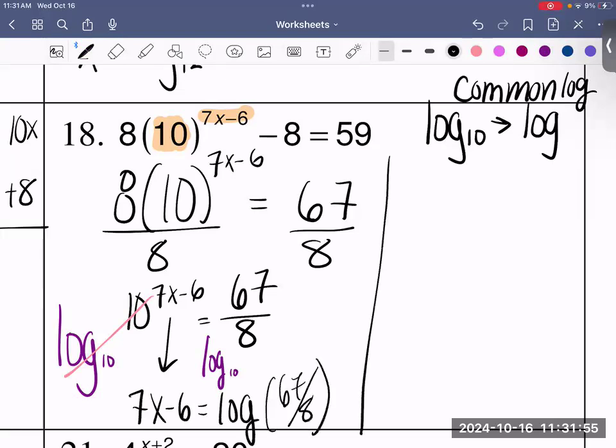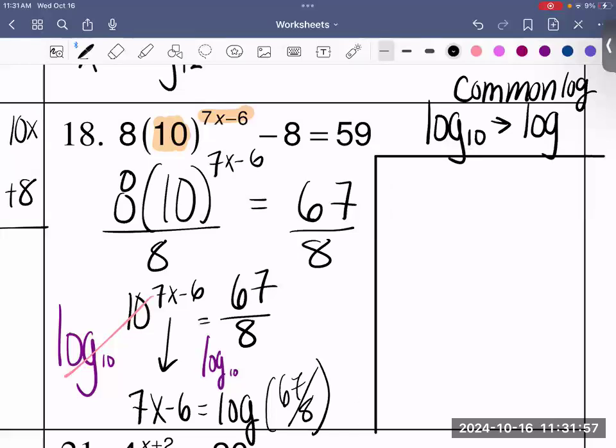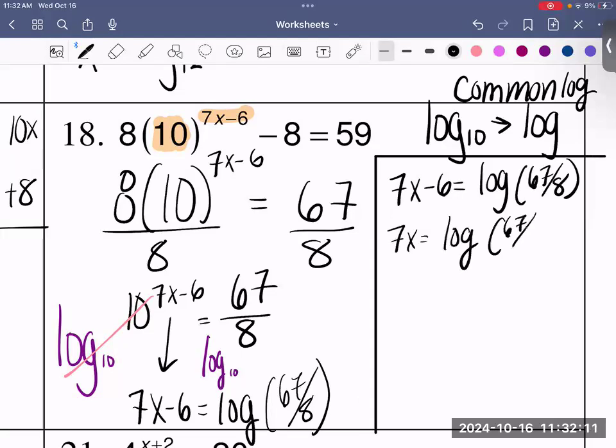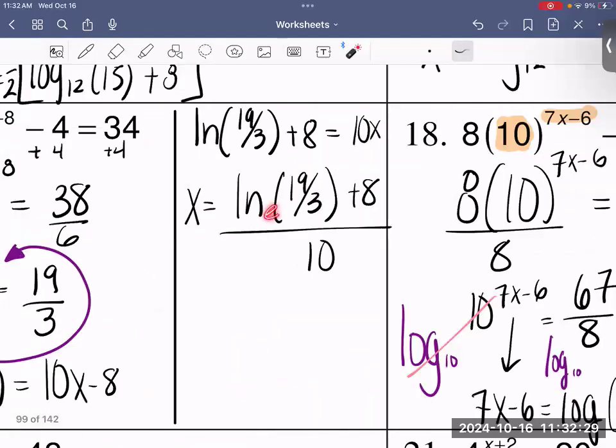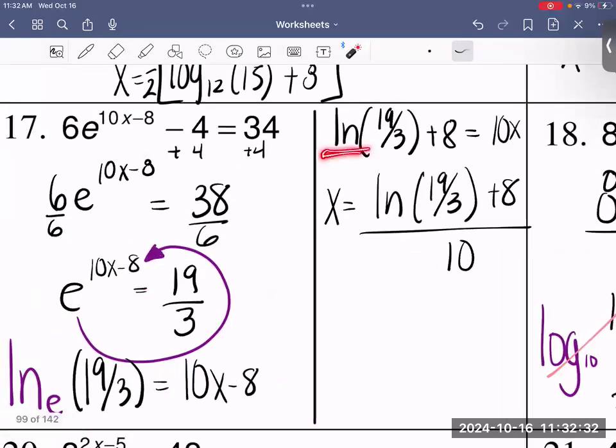And again, just solving as you normally would. You have 7x minus 6 is equal to log of 67 over 8. So then add 6 to the other side. Divide by 7. You'll notice that I'm not writing the log base 10 anymore. You do not have to if it's a base of 10 that your exponent is in. Same thing over here. You didn't have to write the e anymore because ln has a base of e.